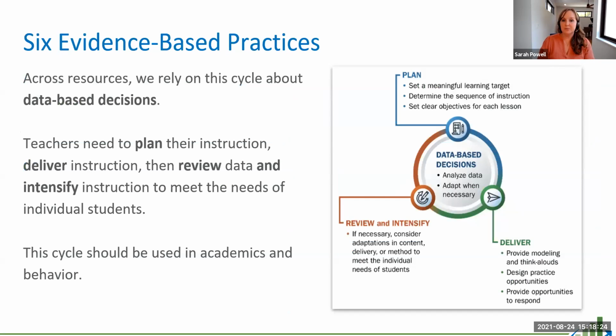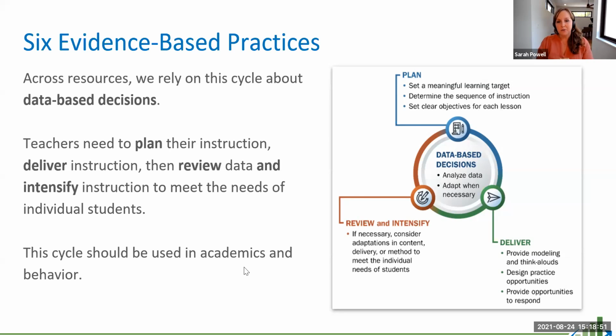Now, across these 6 resources, we relied on this cycle that you see here to think about data-based decision-making. That's a real big thing in special education, and I would say it's at the heart of special education. We want to collect ongoing data and make ongoing decisions for students with disabilities so that we really know what is working for that student. And if something is not working, we are going to revise quickly and move forward.